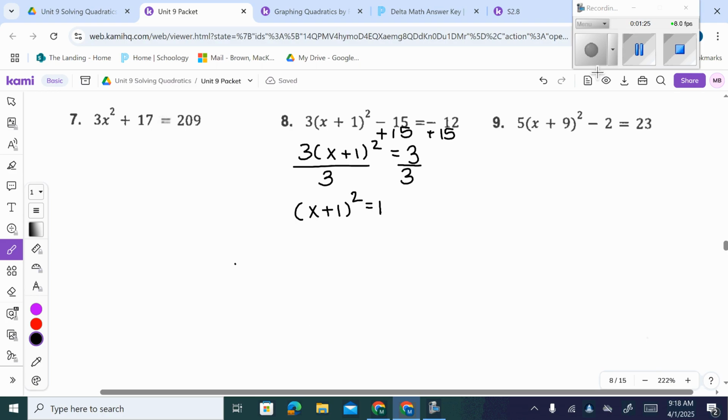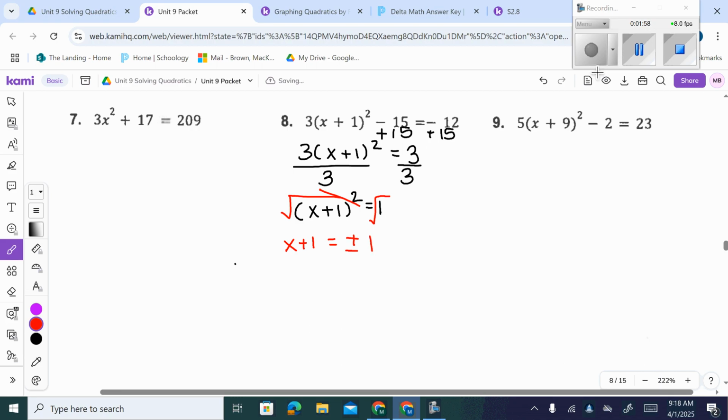Is there anything else you can move right now? Hey, can we move anything else? I can't subtract 1 because it's what right now? Okay, we're going to undo this square. How do you undo something that is squared? We're going to square root both sides. That's going to undo that square. You're going to have x plus 1 equals, what's the square root of 1? 1. Plus and minus 1. Okay?